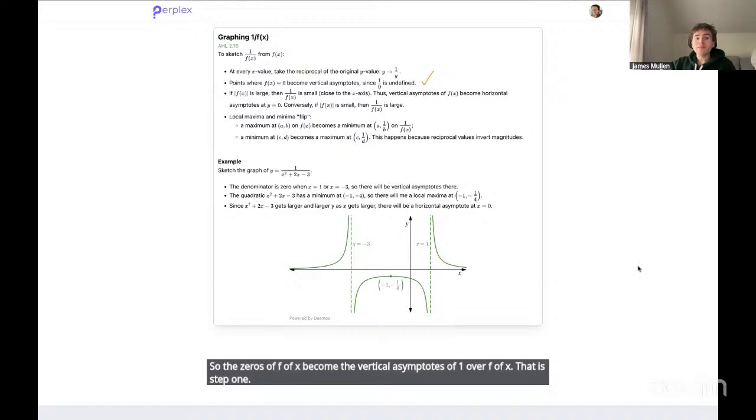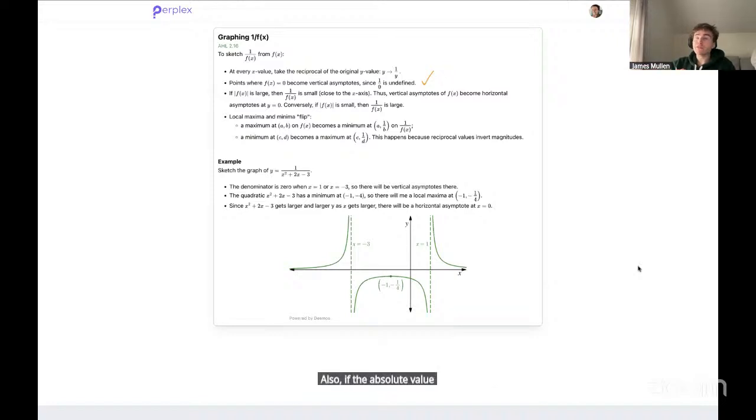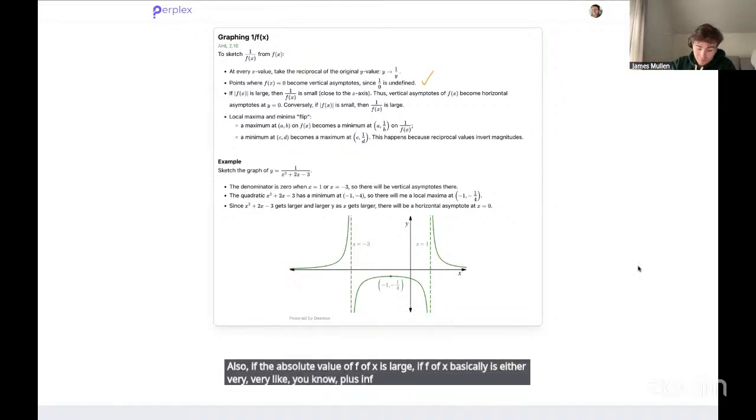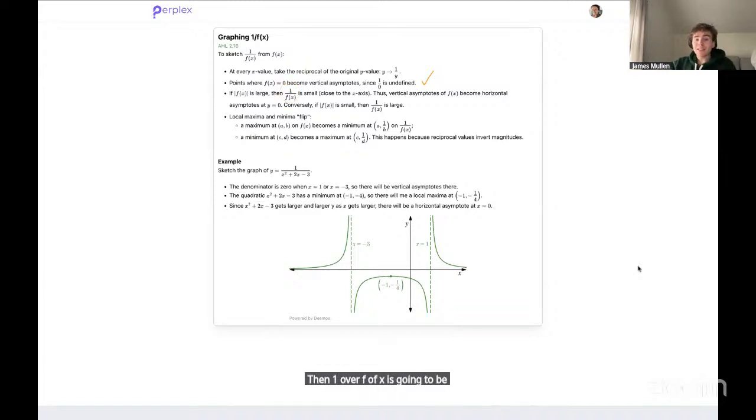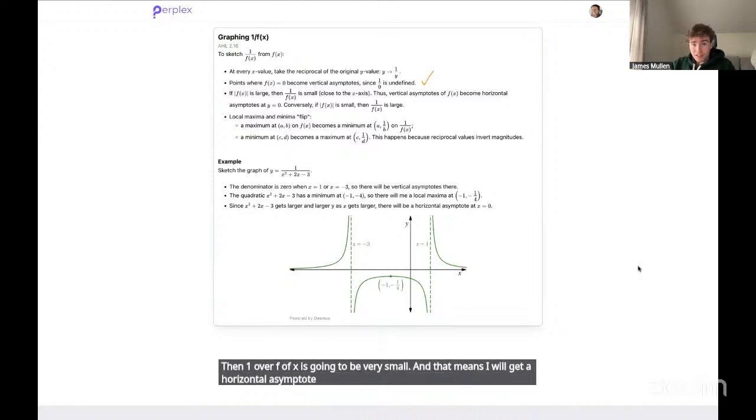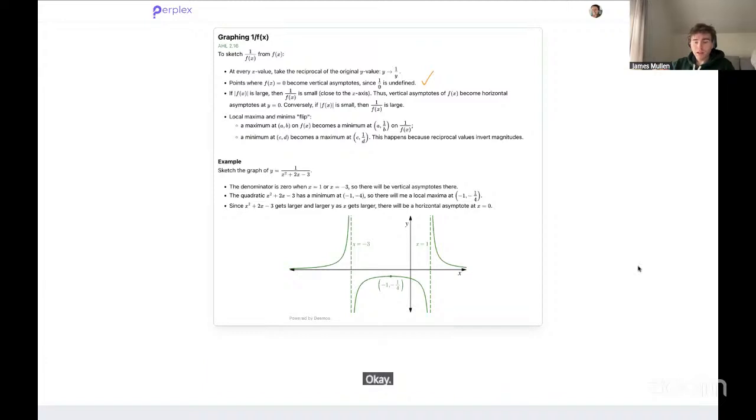Also, if the absolute value of f of x is large, if f of x basically is either very, very large, plus infinity or minus infinity, then 1 over f of x is going to be very small. And that means I will get a horizontal asymptote at y equals 0. So that means that the vertical asymptotes of f of x become the horizontal asymptotes of the new function, okay? So that is step 2.